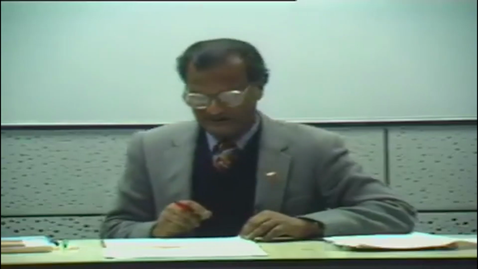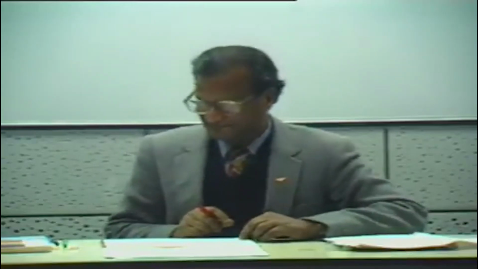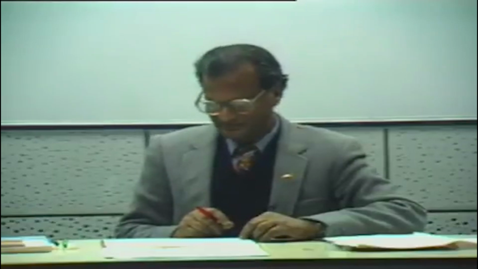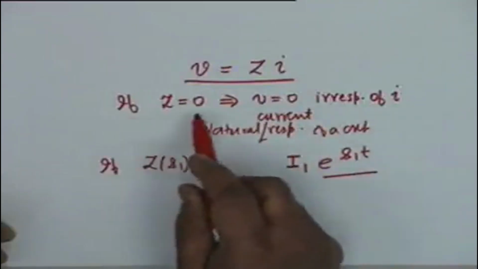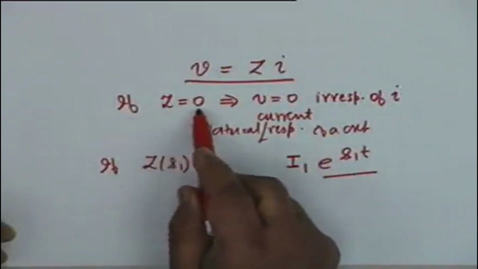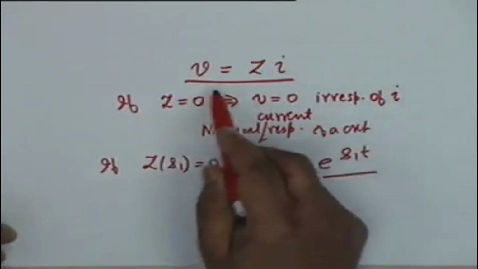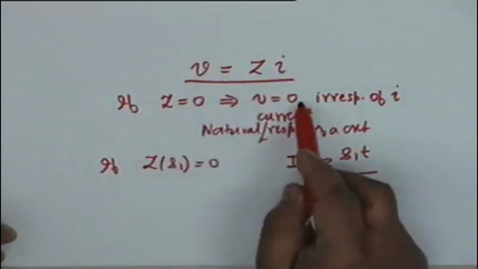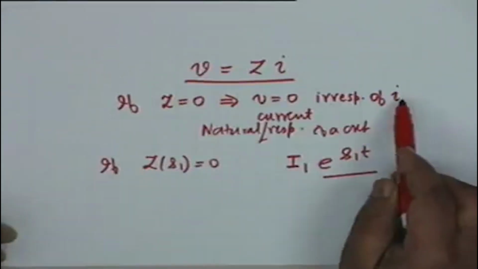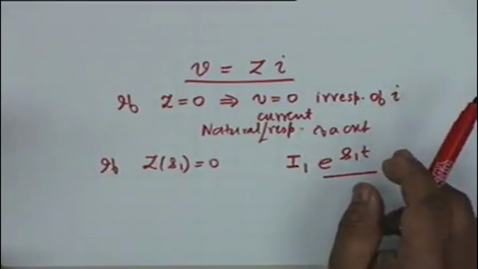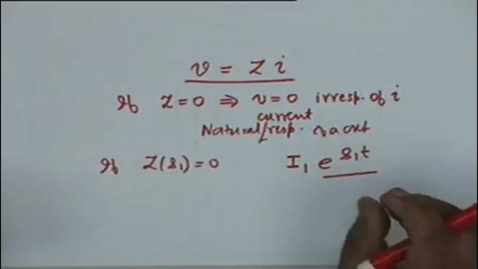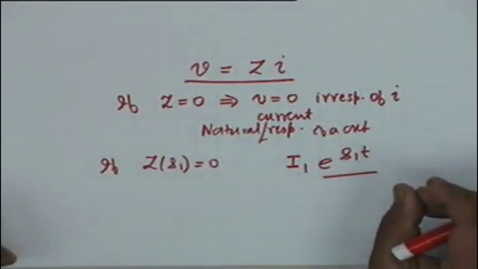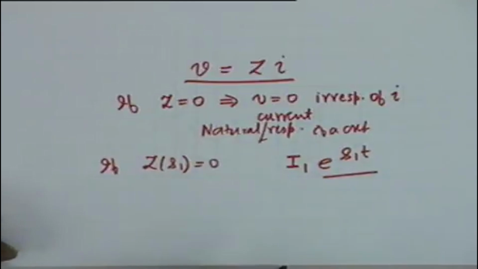Let me illustrate this. Yes. Sir, how is Z equal to 0 related to natural response of the circuit? Okay, this is what I had explained. If Z equals 0, then from this relation we see that V is equal to 0 irrespective of I. In other words, even without the presence of a voltage, a current can flow. Now, without any external voltage, a current can flow if it is the natural response, if there is internally stored energy.